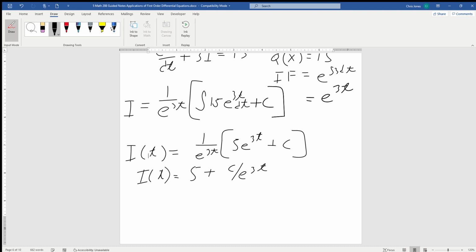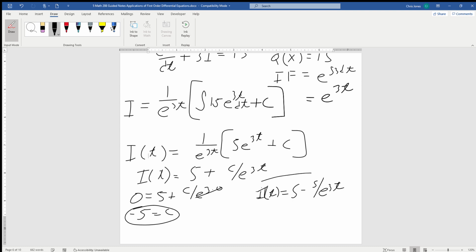The particular solution says that at 0, so 0 equals 5 plus c over e to the 3 times 0. E to the 3 times 0 is 1, so negative 5 is equal to c. And so our function I of t is actually a pretty easy one. So I of t is going to be equal to 5 minus 5 over e to the 3t.